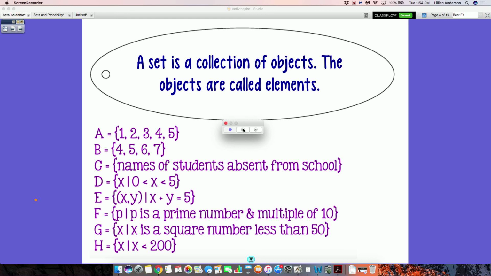C, the names of students absent from school. I promise you, we are never at 100% attendance at Lake Forest High School in one day. We can run Genesis, get all the names of the students, and each person's name would represent the elements in that particular set. Okay?